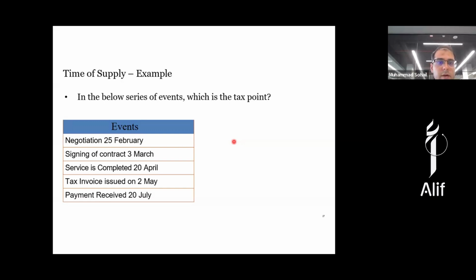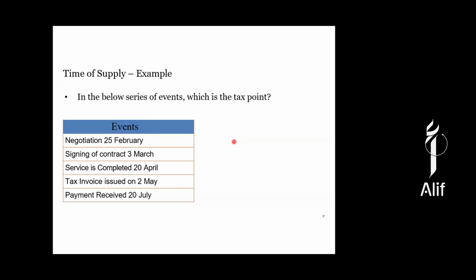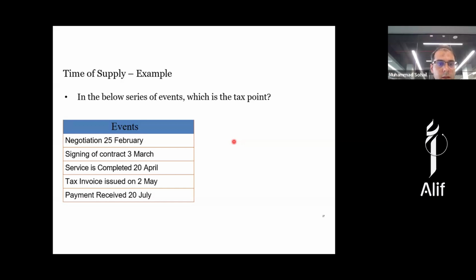Negotiation of the contract is irrelevant because I told you that the three things to consider are when the invoice is issued, when the payment is received, or when the service is completed. The earliest of these three is the tax point. The contract was signed on 3rd March. This is also irrelevant. The service was completed on 20th April. This is relevant. The tax invoice was issued on 2nd May, and the payment was received on 20th of July. The earliest of these three events is the 20th of April, and the tax point is the 20th of April.